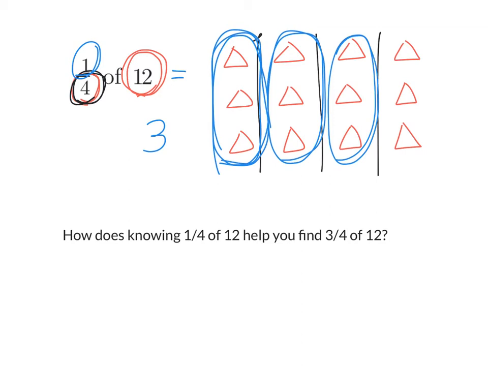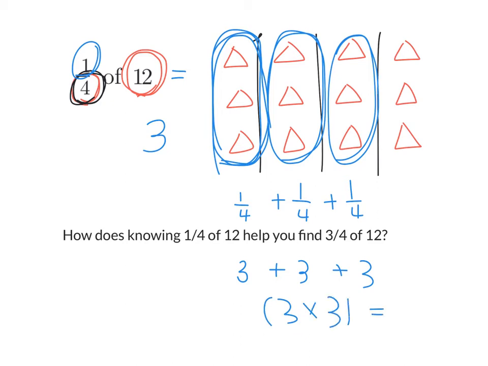Okay, so this is the same as 3/4, the same as 1/4 plus 1/4 plus 1/4? So each of those fourths is 3 plus 3 plus 3, which is the same thing as 3 times 3, right? Which is, how many are in 3/4 of 12 then? 9. Very good. So knowing how much is in 1/4 can help us find how much is in 3/4. How many would be in 4/4 of 12? 12. 12, because it's all 12, right?